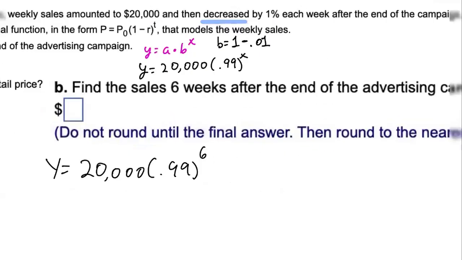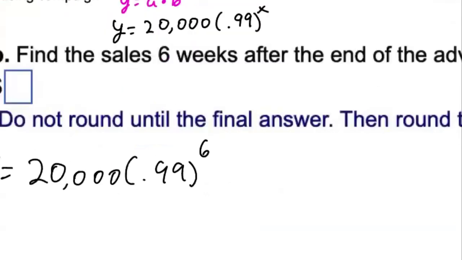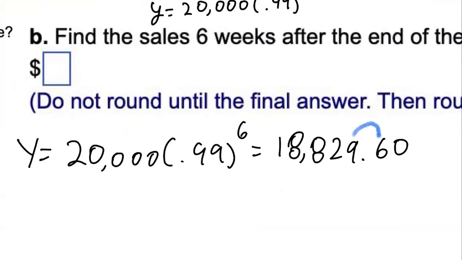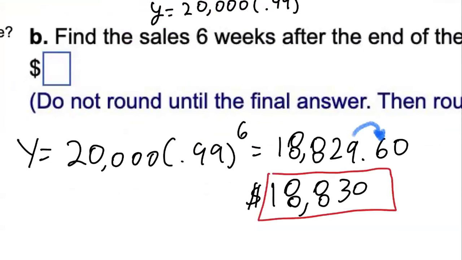It says do not round until the final answer and then round to the nearest dollar. So this one does want you to round. 18,829.60. Now, since it wants you to round to the nearest dollar, we're gonna round up because it's 60. So this would be 18,830. Very good. Actually, you don't need the 00. It just wants you to round it to the nearest dollar. Does anyone have any questions?